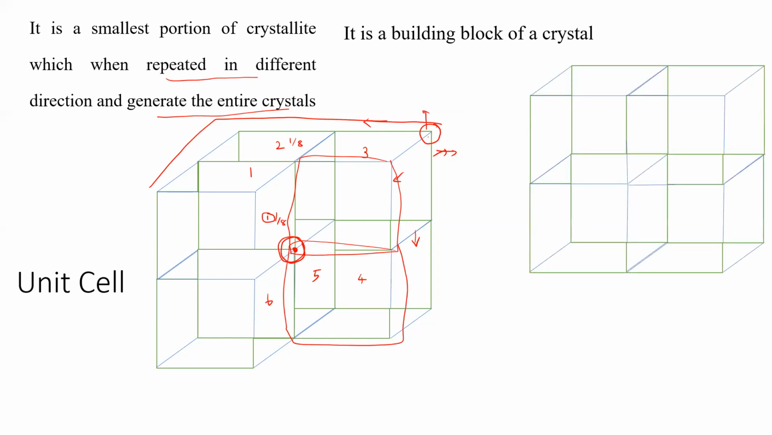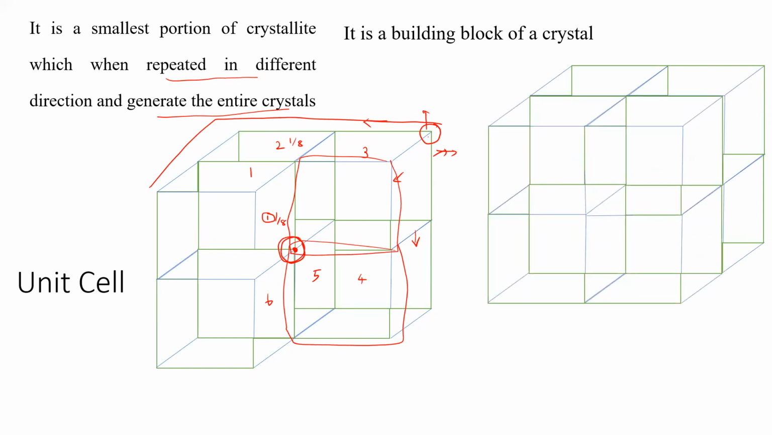So first we can make it like this, and after that the entire crystal will be generated. This is a crystallite, and now another crystallite will attach, so it forms a crystal-like structure. Many small crystallites can then combine to form a big crystal.